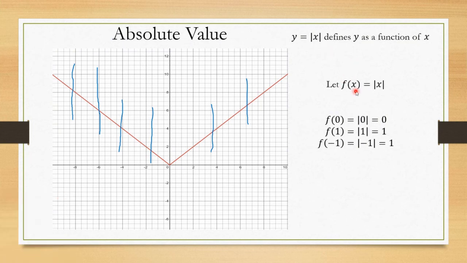And again, you can calculate different function values. You replace y with f of x. So what do we get here? Well, f of 0, for instance, would be the absolute value of 0, which is just 0. f of 1 is the absolute value of 1, which is 1. f of -1 is the absolute value of -1, which is also 1. Good. Okay. Are there any questions about this?